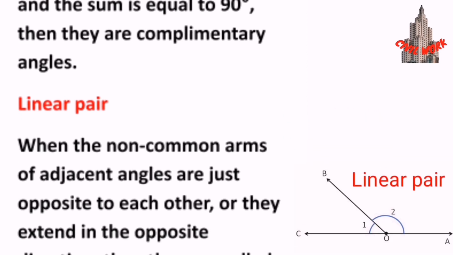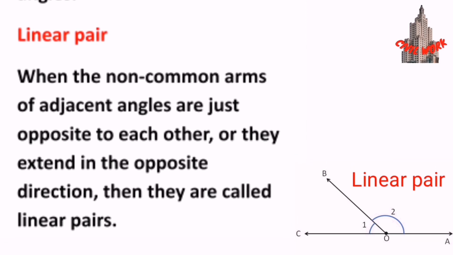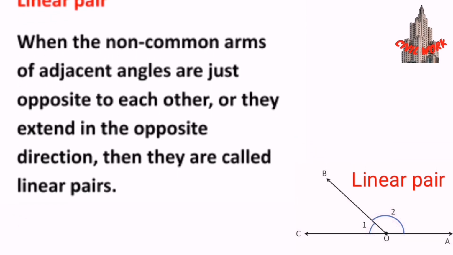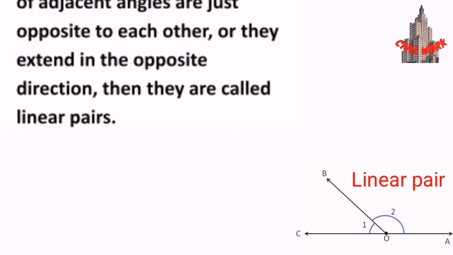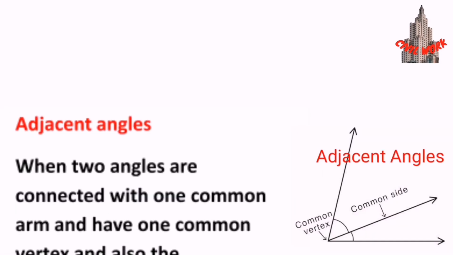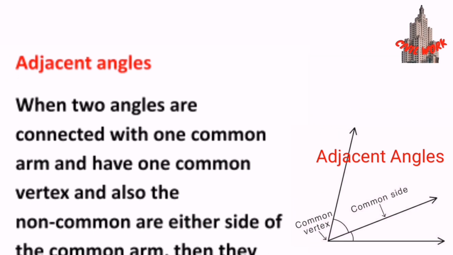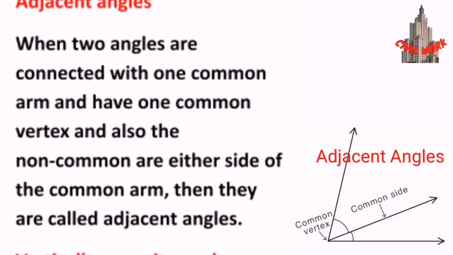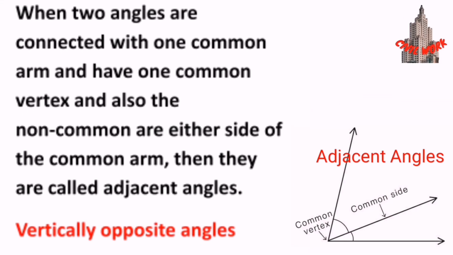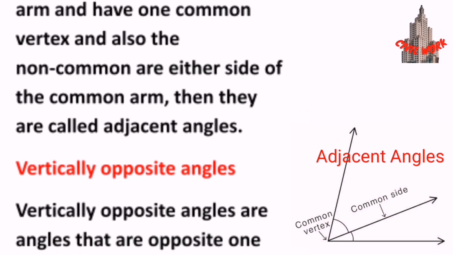Linear pair. When the non-common arms of adjacent angles are opposite to each other, or they extend in opposite directions, then they are called linear pairs. Adjacent angles. When two angles are connected with one common arm and have one common vertex, and the non-common arms lie on either side of the common arm, then they are called adjacent angles.